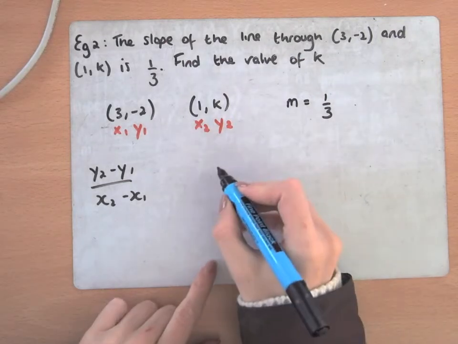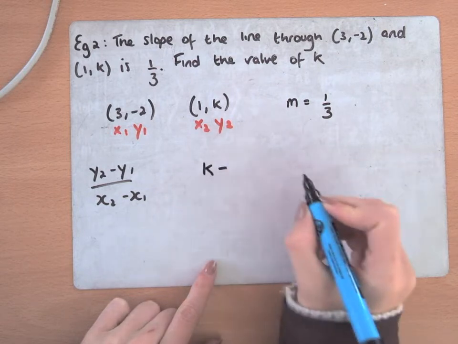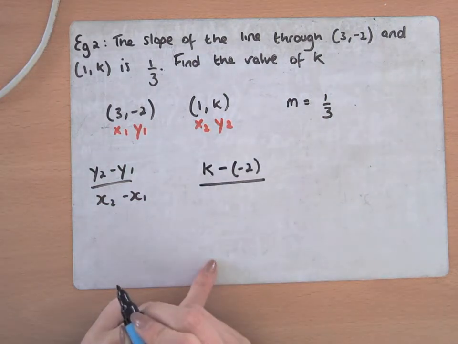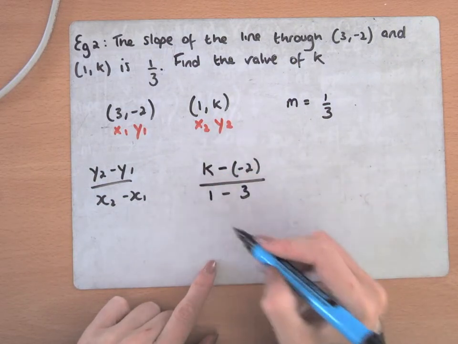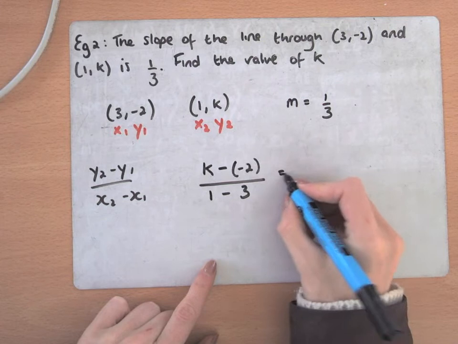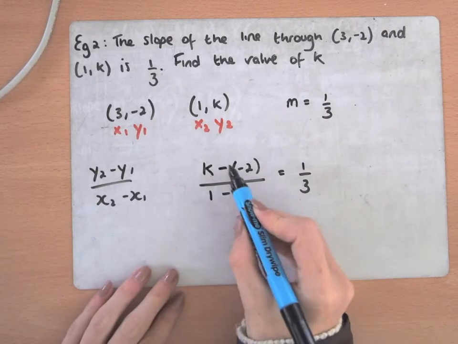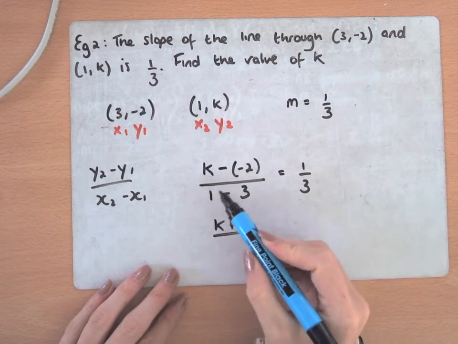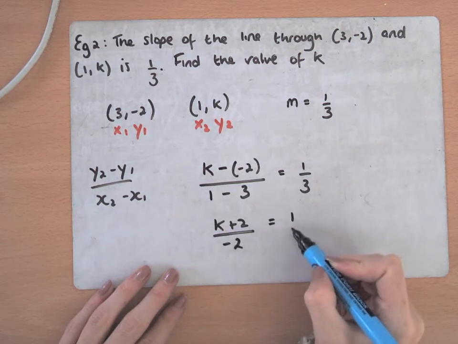Okay. So what's y2? k minus y1, minus (-2), over x2, 1, minus x1, 3. And what is my slope equal to? A third. So put it equal to a third. Okay. What's minus by minus? Plus. So I have k plus 2 on top. And what's 1 take 3? Minus 2 on the bottom equals a third.